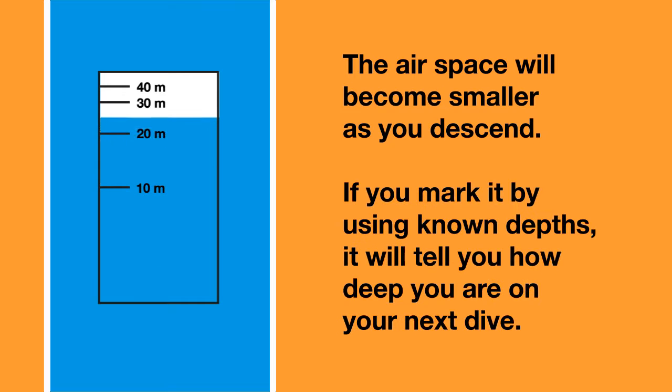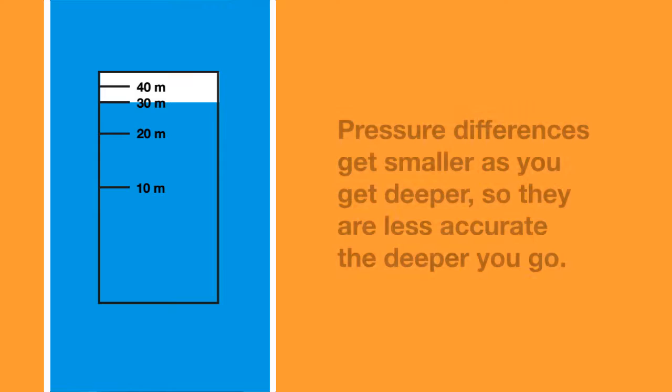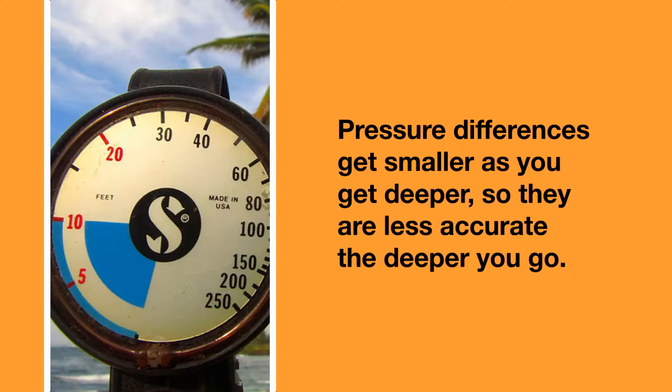If you mark the glass using known depths, then you will be able to tell how deep you are when you dive with it on your next dive. The problem is that because the pressure differences get smaller as you get deeper, they are less accurate the deeper you go. The markings get closer together.